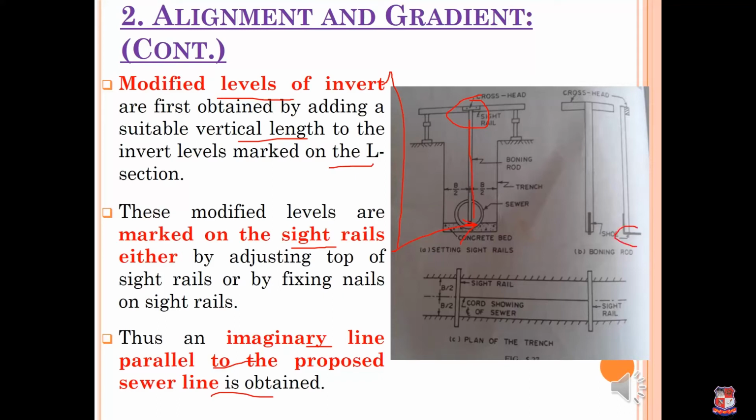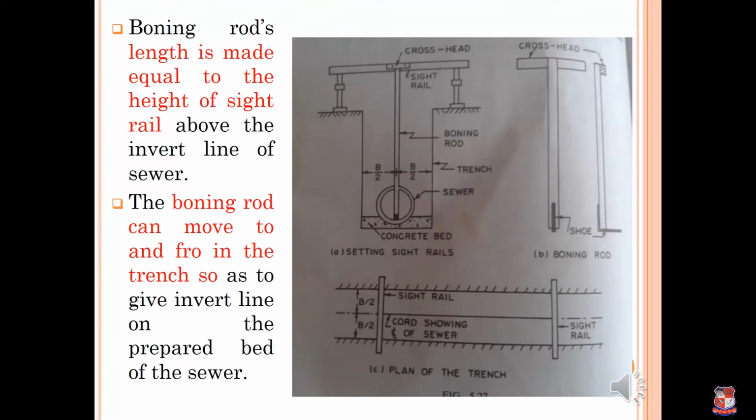So this iron shoe should touch this bottom level, and this modified level is marked at the top. So in this figure you can easily see this length of the boning rod, this is generally prepared equal to the height of the sight rail above the invert level of the sewer, and this boning rod, which has the modified level marked over here in the crosshead or sight rail, is to be maintained by touching the shoe of the boning rod at the invert of the particular sewer, and this boning rod can move to and fro in the trench so as to give the invert line on the prepared bed of the sewer.